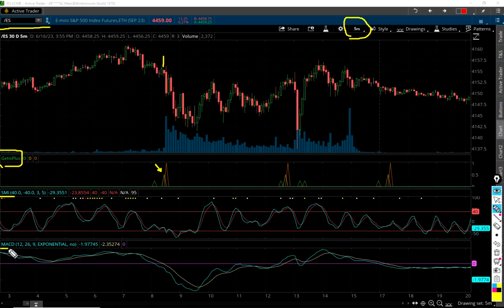And down here, perhaps one of the granddaddies of all indicators, is the MACD. Everybody's got this. You can pause the video here and see how I have it configured: 40, 40, 3, and 5 on the SMI, and the MACD is 12, 26, and 9 as exponential. Now I can see that the SMI, the stochastic momentum index, is very low already. It's really down here getting towards the bottom line. And I can see that the MACD is getting ready to cross over into negative territory.